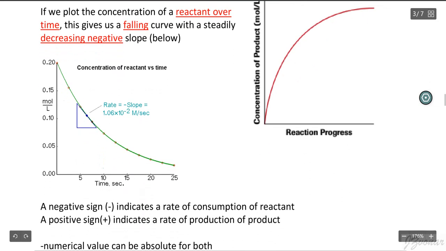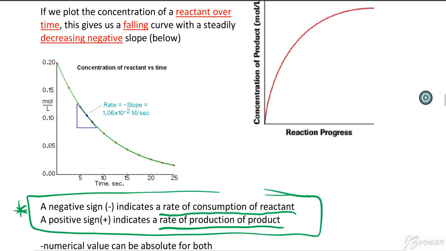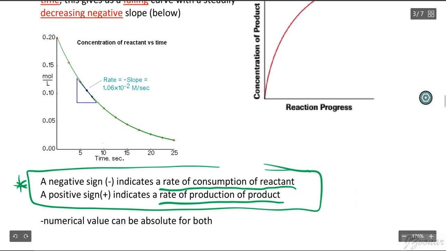So a negative sign, this is really important here. A negative sign indicates a rate of consumption of a reactant, and a positive sign represents the rate of production of a product. Both values can be absolute, but the sign indicates to us if it's going to be consumed or produced. So it's going to give us two different pieces of information.